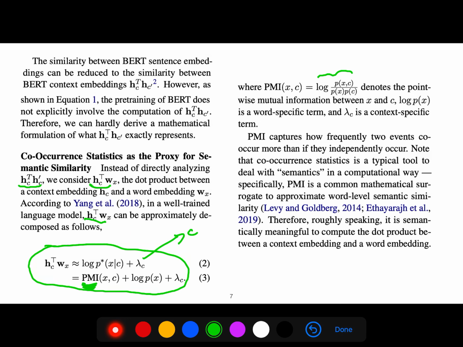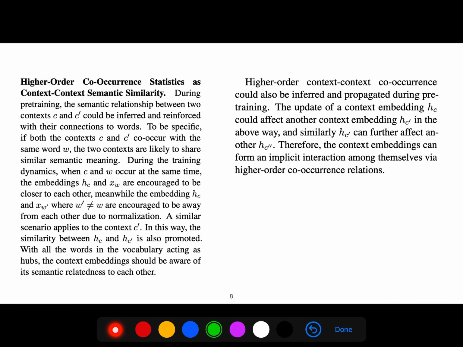PMI captures how frequently two events co-occur more than if they independently occur. Note that co-occurrence statistic is typically a tool to deal with semantics in a computational way. And PMI is a common mathematical surrogate to approximate the word-level semantic similarity. Therefore, roughly speaking, it is semantically meaningful to compute the dot product between a context embedding and a word embedding. Higher order co-occurrence statistics is context semantic similarity.